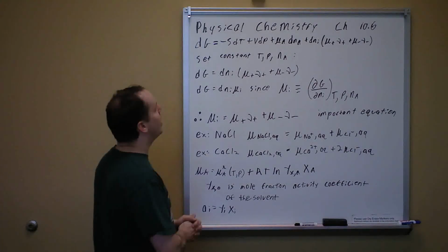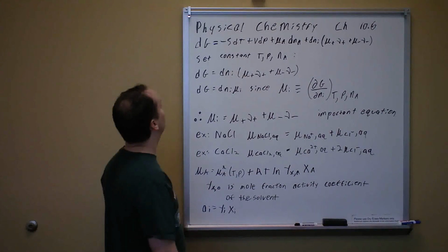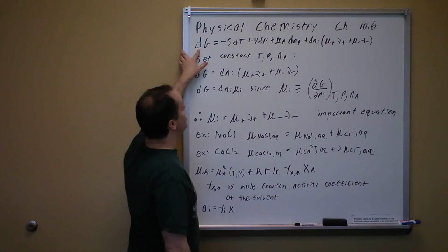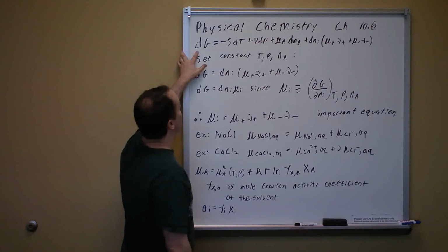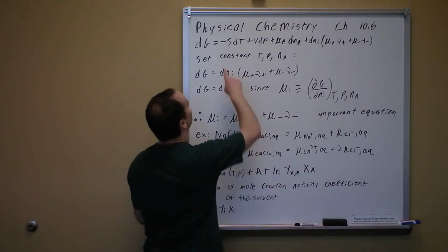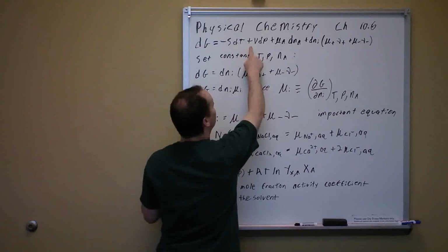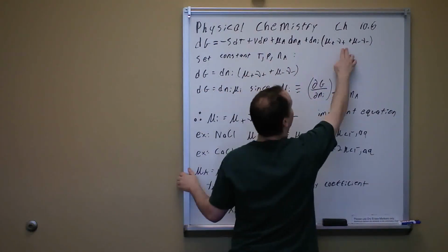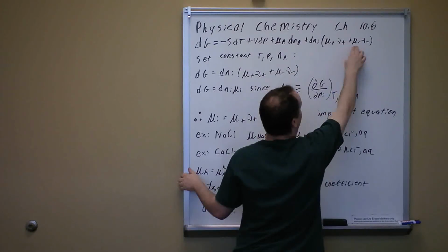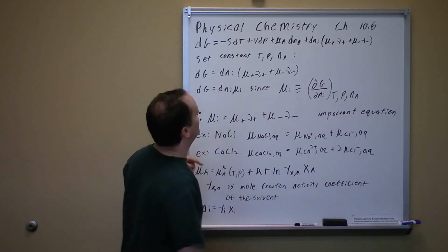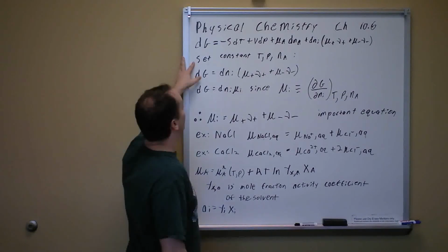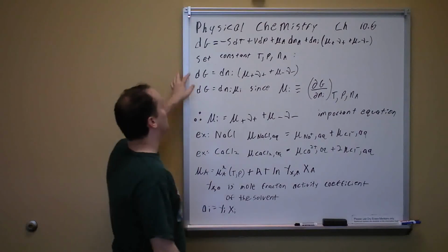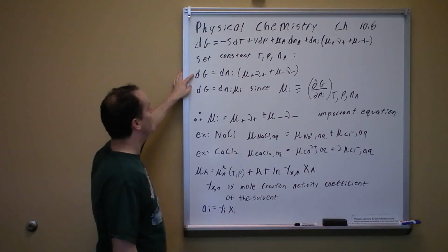Continuing on Physical Chemistry, Chapter 10, we're in Section 6, still talking about electrolyte solutions. So we showed before how the differential of the Gibbs free energy for adding an electrolyte solute into a solvent is equal to minus S dT plus V dP plus mu_A dn_A plus dn_i times mu_plus nu_plus plus mu_minus nu_minus. I explained on the previous slide what that all means. Now we're going to do this at constant temperature and pressure, and obviously we're going to keep the number of moles of the solvent constant.